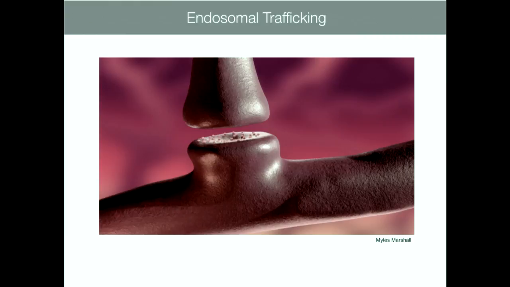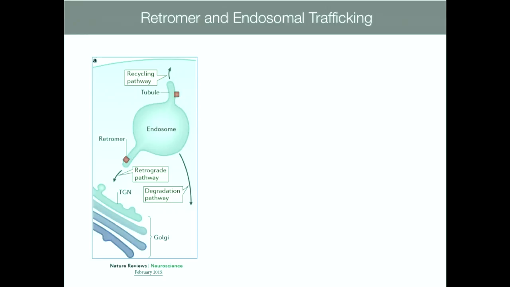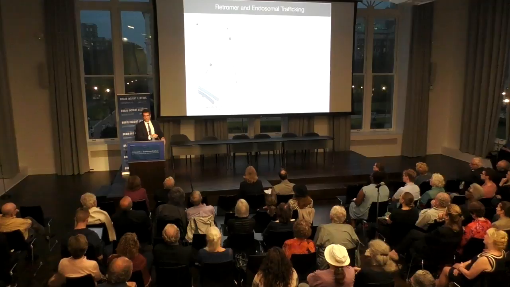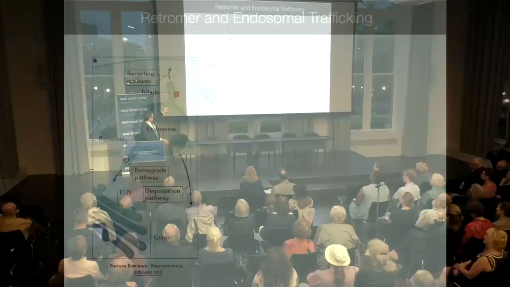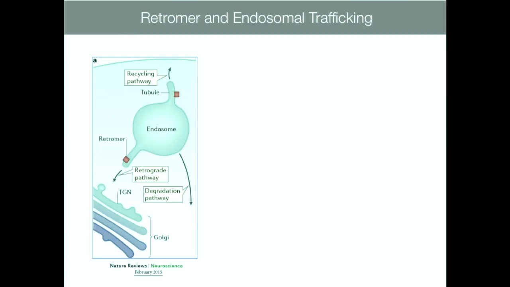If I now simplify this into a cartoon picture, here's the endosome, which in many ways can be considered grand central station for a neuron in terms of trafficking. There are three ways out of the endosome. Cargo is any protein that enters the endosome, a receptor, but other things as well, and I'll illustrate its relevance to Alzheimer's in a second. You have the retrograde pathway, going back to one organelle. You have a degradation pathway, and you have a recycling pathway. It's the recycling pathway that's critically important for the health and the function of a neuron.